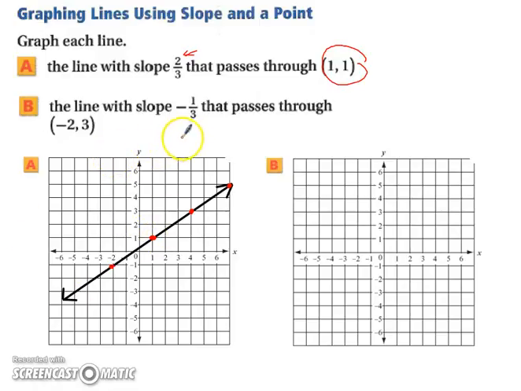Take a moment and pause the video and try B. When you return to the video, an answer will be revealed. Okay, so notice how you started at -2, 3, and then you basically did a rise over run for the slope, so you went down 1 over 3, or you went up 1 to the left 3. And that's that part.